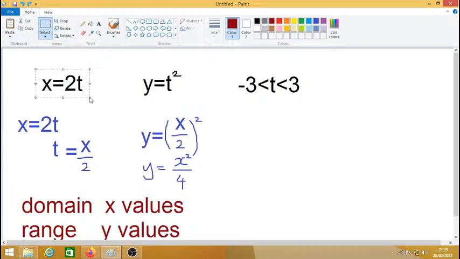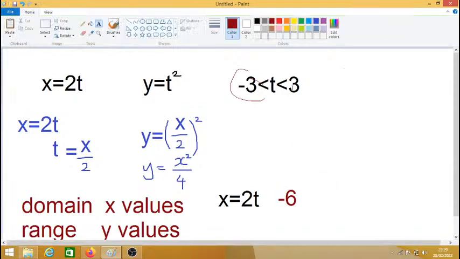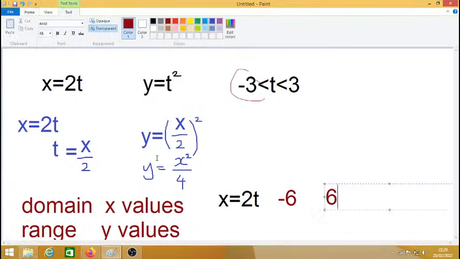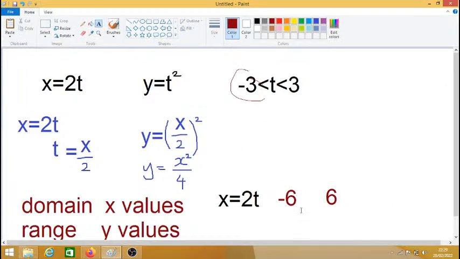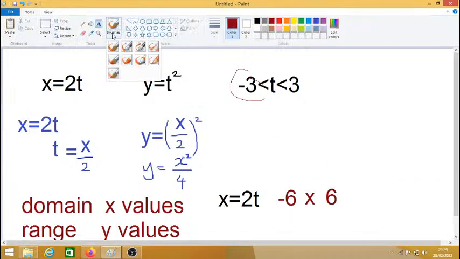It says that the x values are always going to be 2 times the t values. So the t values, the smallest was -3. If I substitute that in, 2 times -3 means that the smallest x value would be -6. The biggest t value is 3. So if I substitute that in, 2 times 3 makes 6. So the domain, meaning the x values, will have limits between -6 and 6.